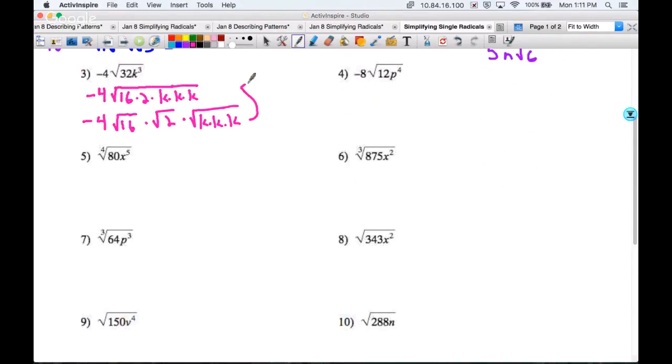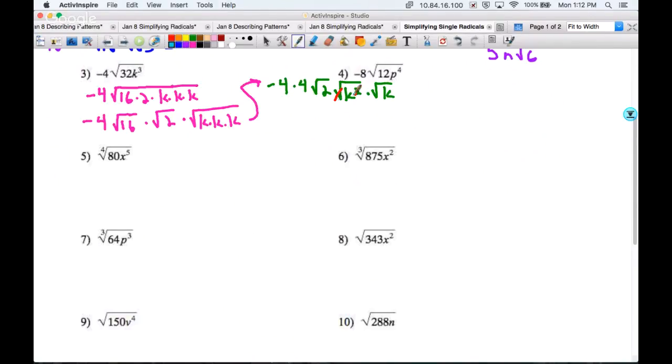All right, in this next step, square root of 16 is going to become 4. Square root of 2 will have to remain like that. But I can package 2 of these k's together, make it the square root of k squared times the square root of k, so that I can use power negation to get rid of that squared there.